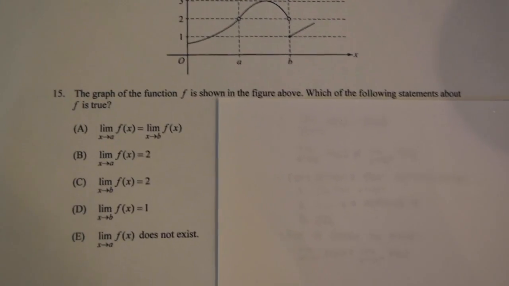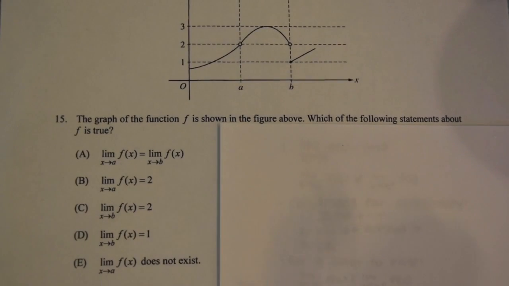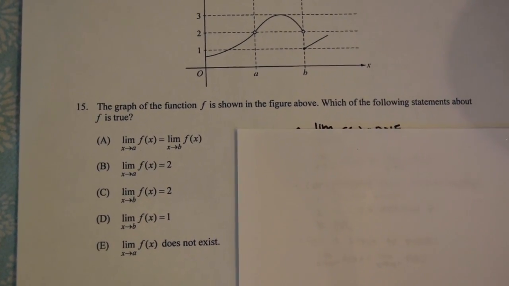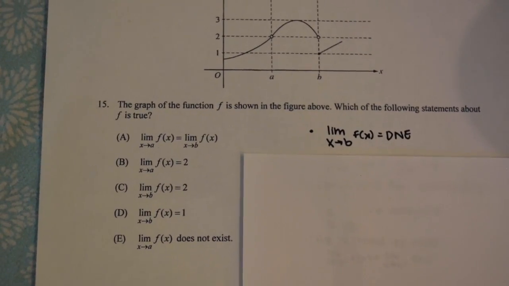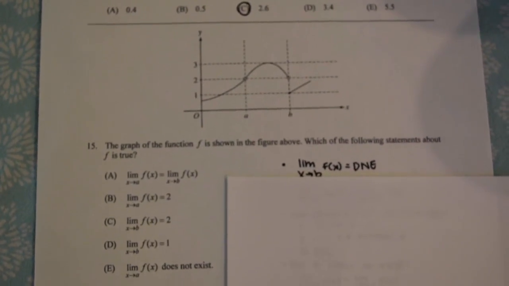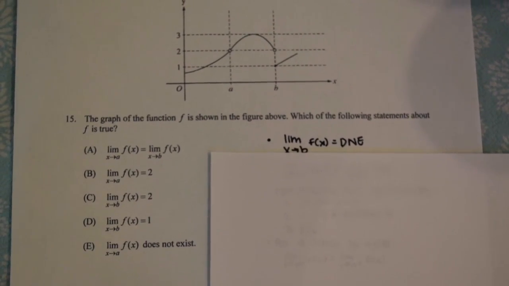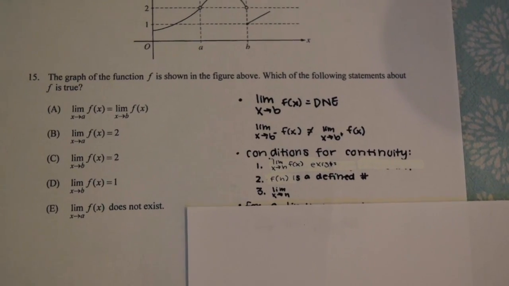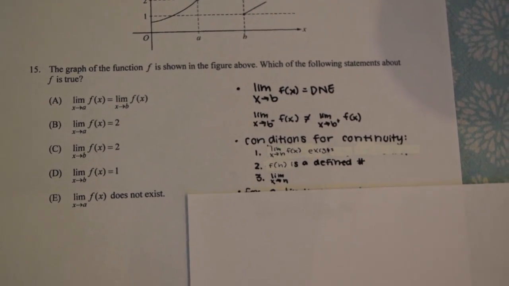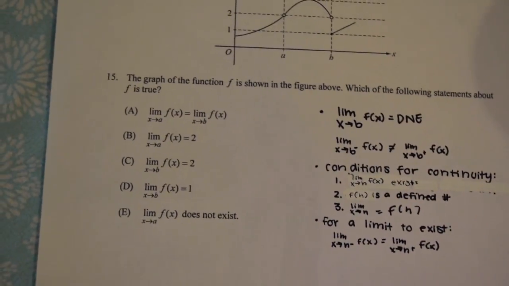In order to do this, we're just going to look individually at each of the statements and see which ones are true and which ones are false. Before doing this, we're going to review a couple things that are important to remember when looking at graphs. So the limit as x goes to b of f of x does not exist because the limit as x approaches b from the negative side is 2, while the limit as x approaches b from the positive side is 1. Then the conditions for continuity on a graph are: the limit as x goes to n of f of x exists, f of a number n is defined, and the limit as x goes to n equals f of n. Keeping those in mind, we start looking at the answer options.